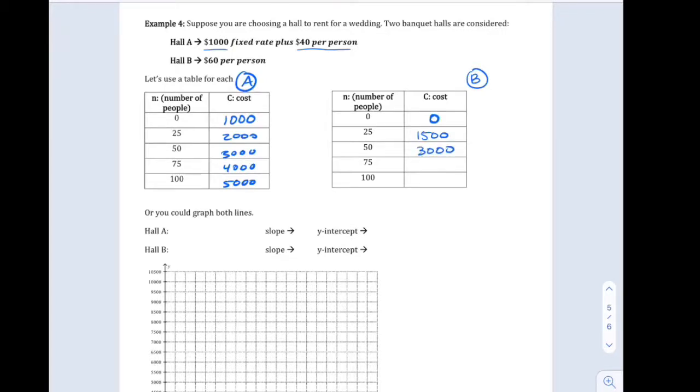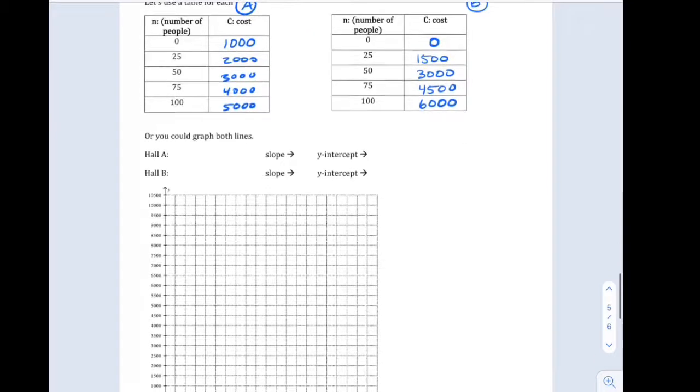And you can continue that through, so 60 times 75 is 4,500. And lastly, 60 times 100 is 6,000. So I can go about graphing that. You could have tried to come up with the equation for it.